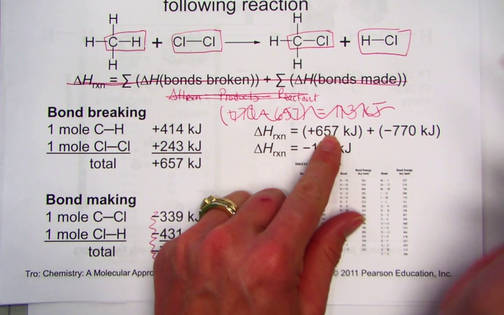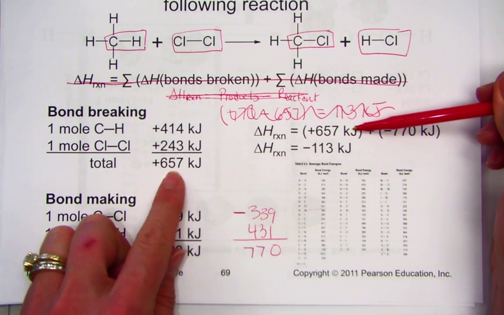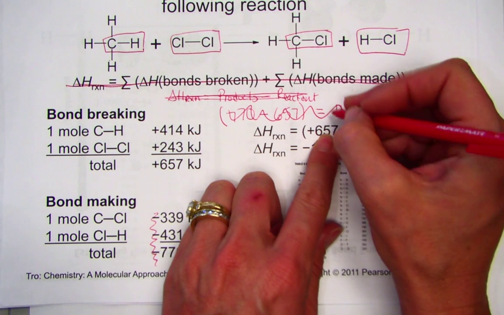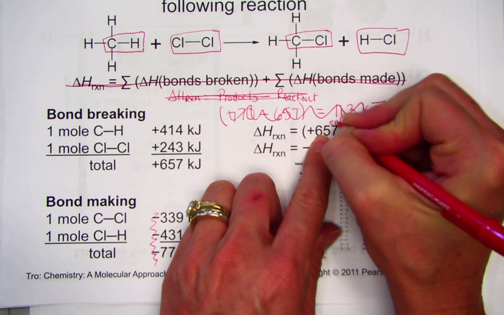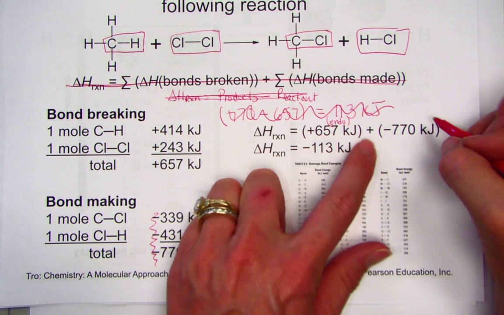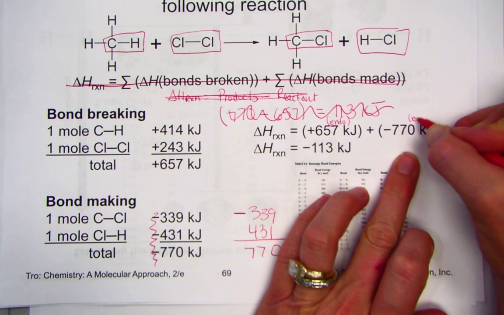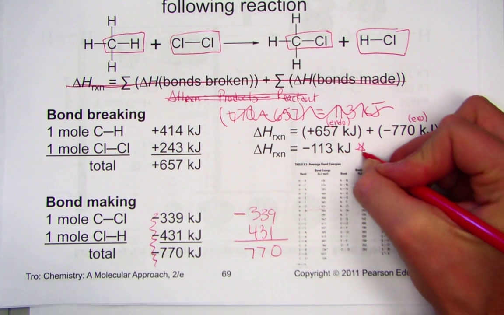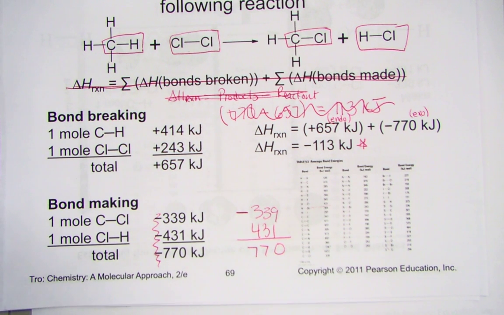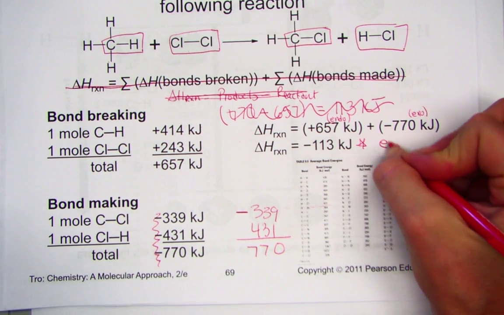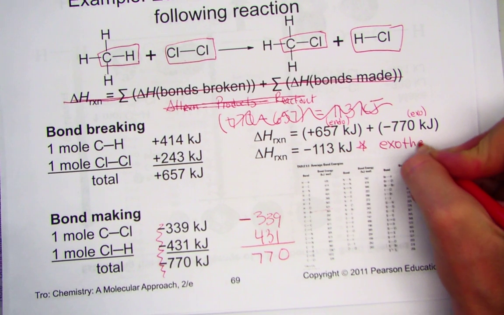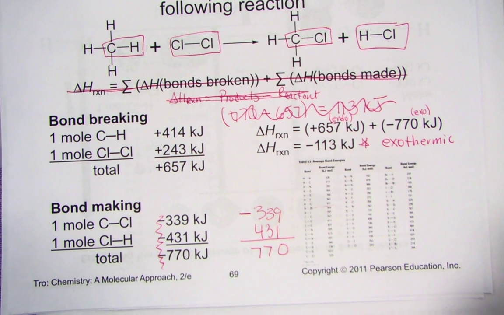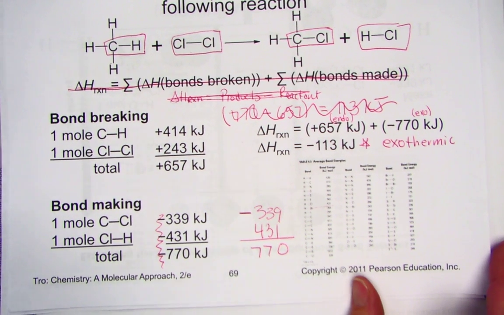The sum of all the bonds broken, 657, notice bonds broken is an endothermic value for the reactants, plus the exothermic sum for forming new bonds gives us a net heat of reaction of negative 113 kilojoules. This is an exothermic process overall. Energy was released during the course of this reaction.